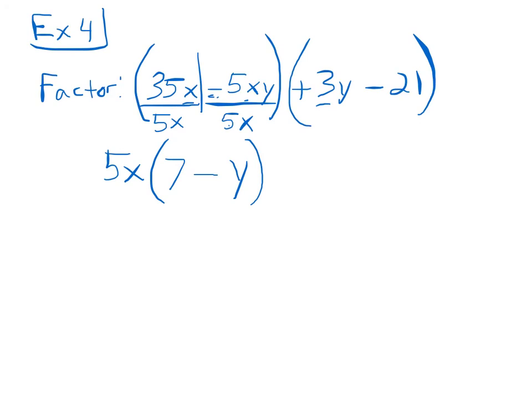What's the GCF of a 3 and a 21? Well, the GCF of those would be 3. Can I factor out a variable at all? And the answer is no, because this one doesn't have a y at all. So I need to factor out that 3. So what's left is y minus 7.